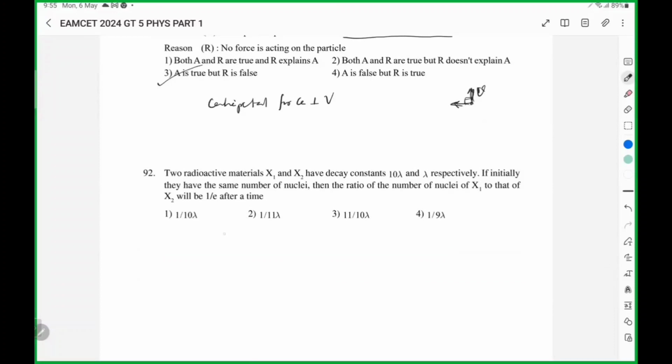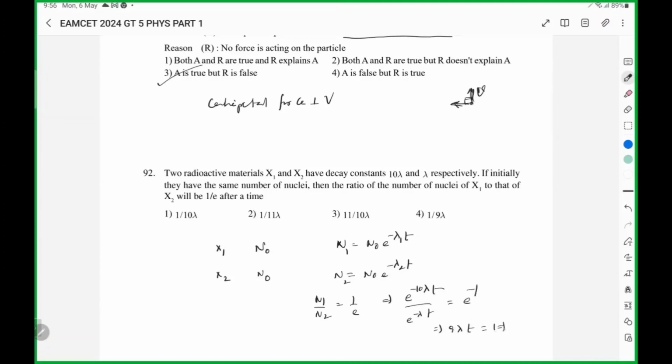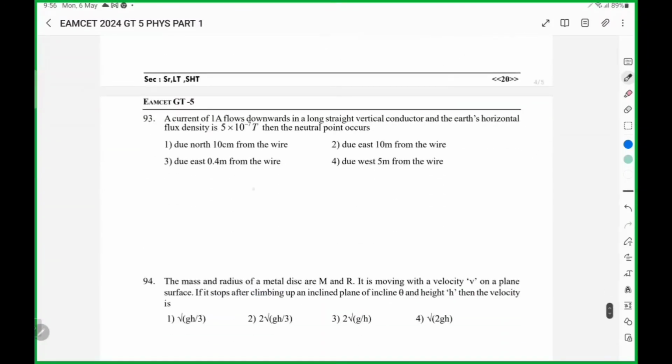Initially you have two radioactive materials having the same number of nuclei. After some time, the number of nuclei will be e power minus lambda 1 t for one, and e power minus lambda 2 t for the other. So N1 by N2, as given, is 1 by e power minus 10 lambda t by e power minus lambda t, which is equal to e power 9 lambda t. That will be the fourth option.